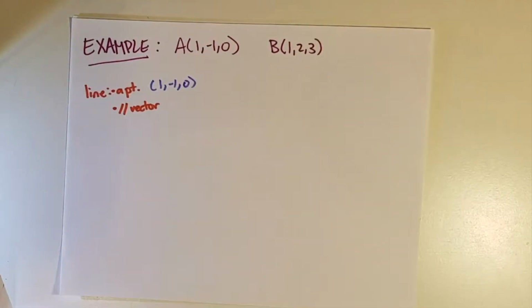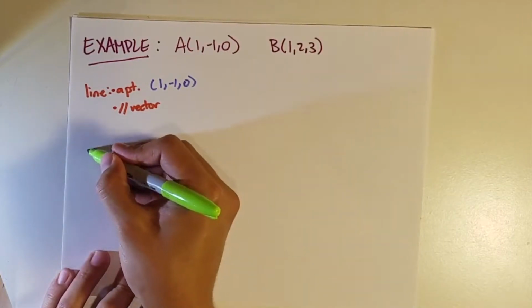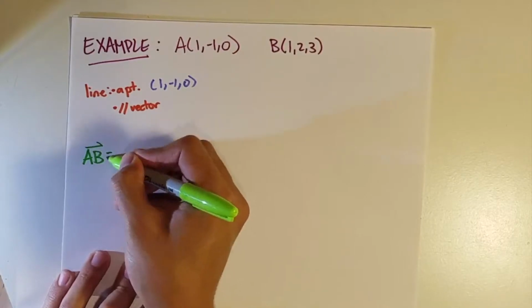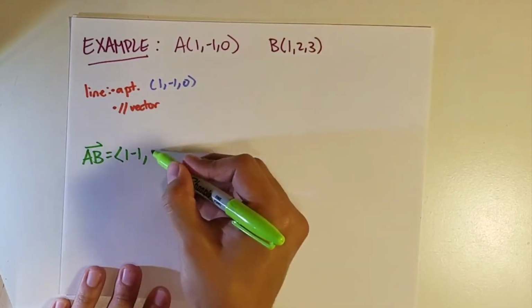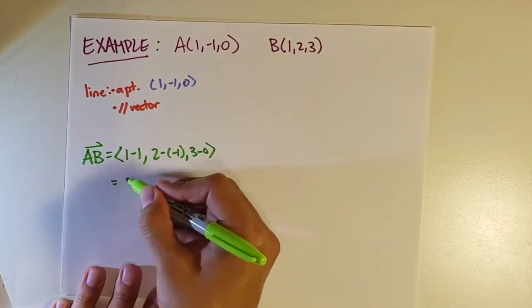Now, there are no vectors that are immediately given to us, but no worry, we can make a vector. Know that we can construct a vector starting at point A and ending at point B by finding the distances between the x, y, and z coordinates. After doing some subtraction, we get <0, 3, 3>.